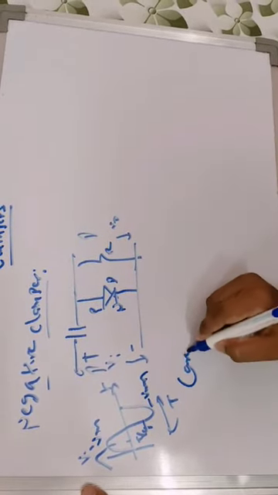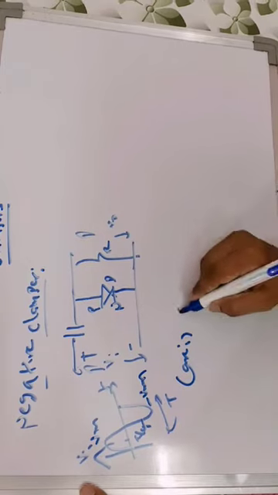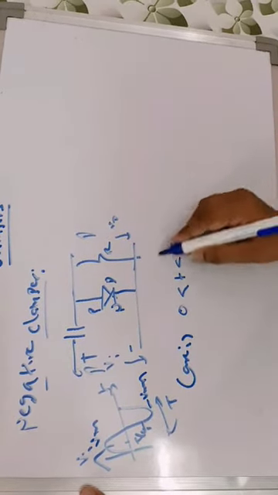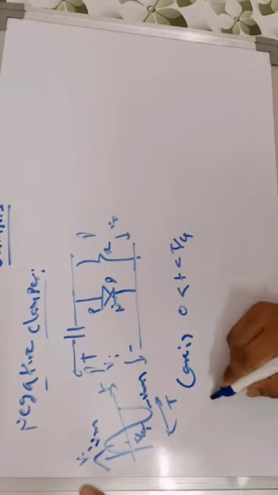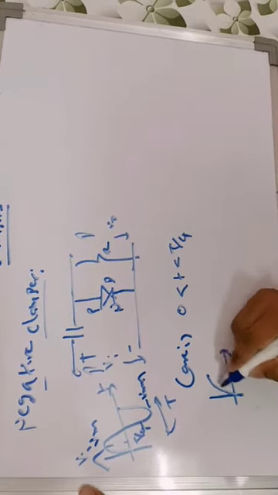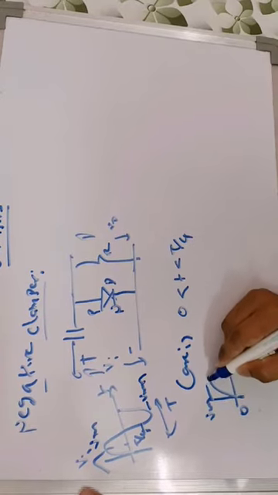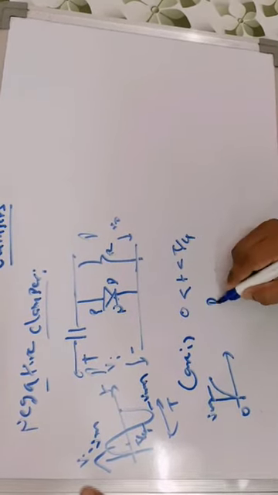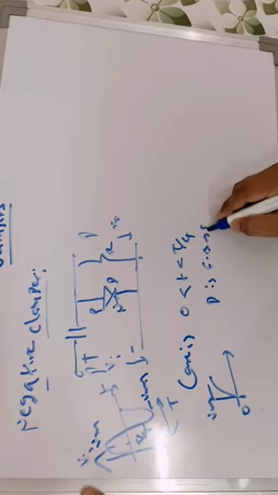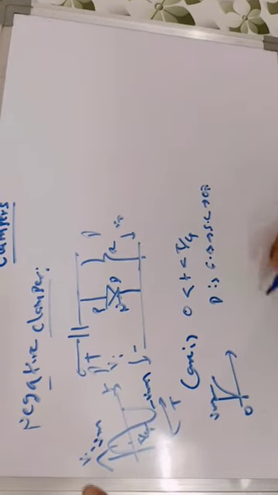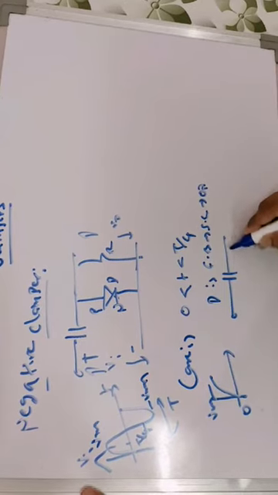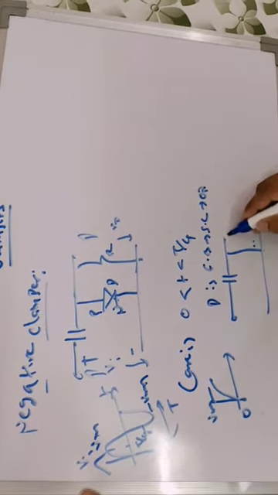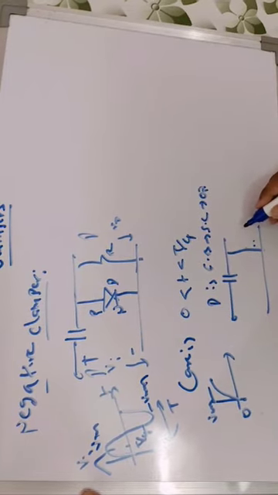Case 1: when the input signal lies between 0 and T by 4. During this time period, the input is changing from 0 to Vm, and positive voltage is applied to the diode, so the diode is forward biased and is considered a short circuit, on. A short circuit in parallel with the resistance becomes equal to 0, since 0 parallel with something is 0.